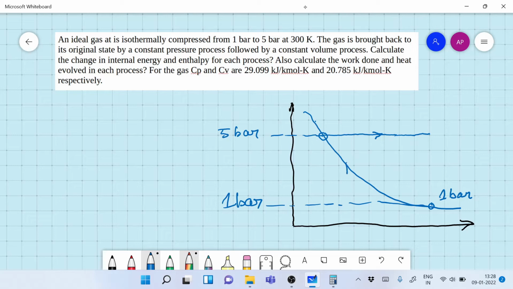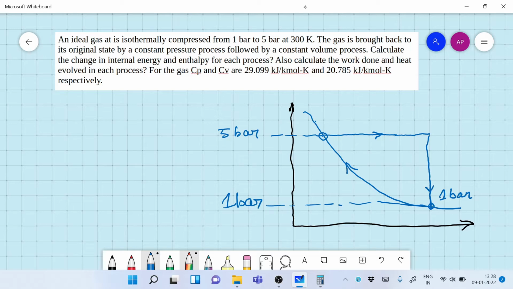So the first one is an isothermal process. And then afterwards, the gas is again cooled at constant volume and brought back to its original condition. We can represent this as point 3. Now the temperature of this isotherm is known and this is 300 Kelvin. But the temperature at point 3 is unknown.